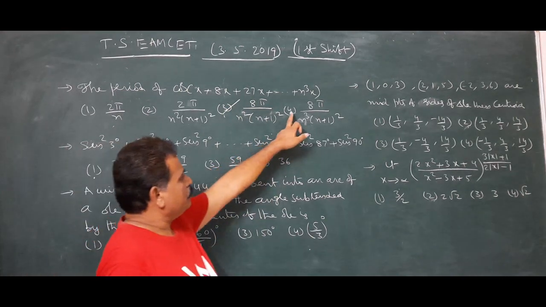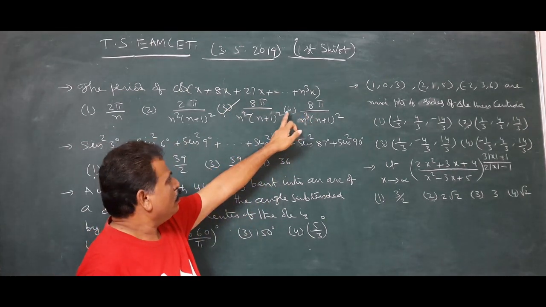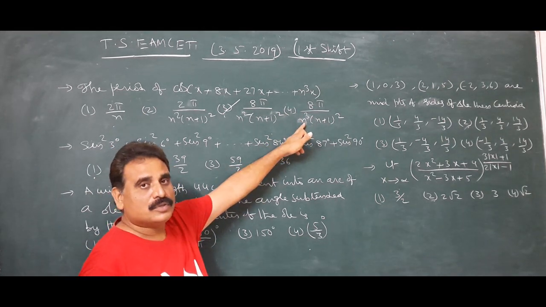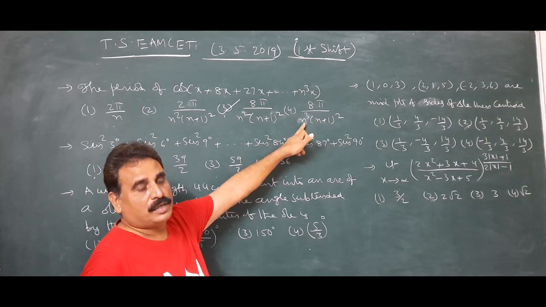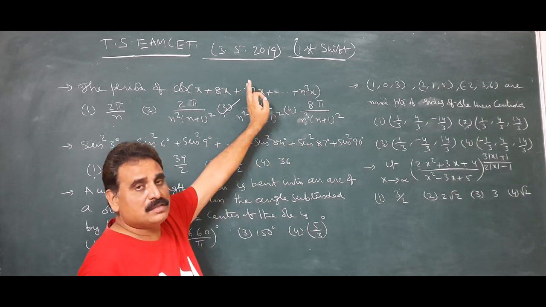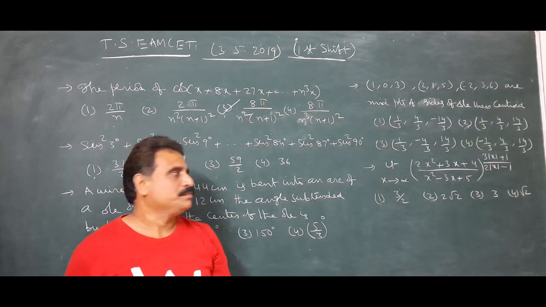Here you observe that sometimes you may pick the wrong answer. Actually here n cube is there. You have to observe that. Keen observation. It is a very well-known, familiar question, but don't miss the mark on such types of questions.